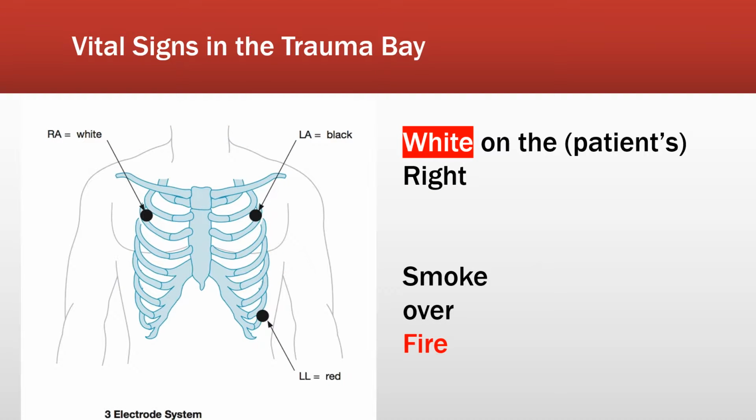Cardiac leads are placed on the patient's chest. The white one goes on the right, second intercostal space, mid-clavicular line. The black one goes on the left, second intercostal space, mid-clavicular line, and the red one goes on the left mid-axillary line at about the seventh intercostal space. The easiest way to remember which one goes where is white on the right and smoke over fire.